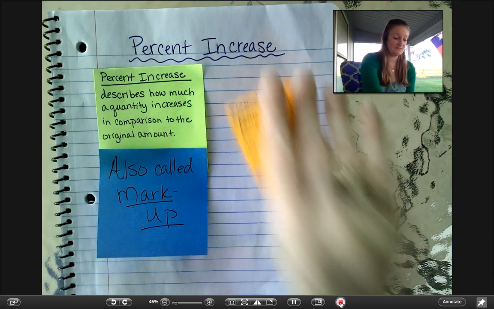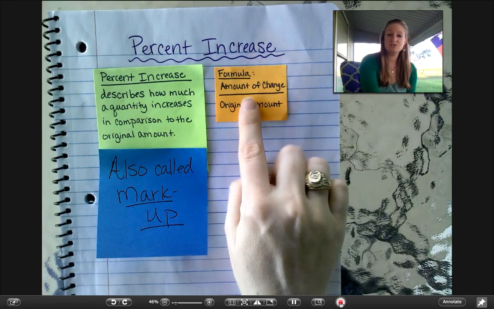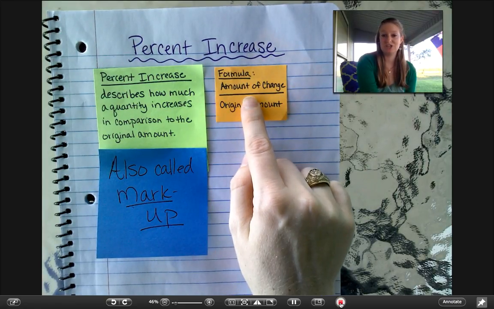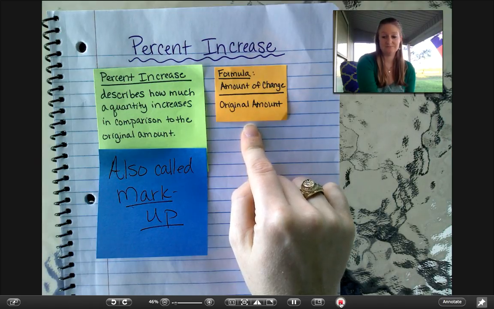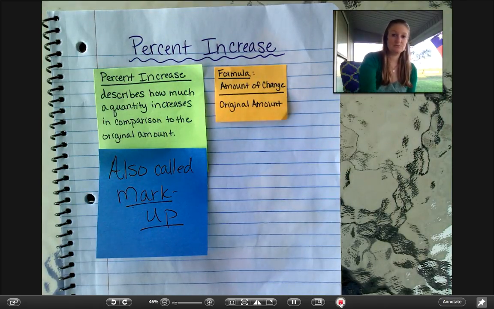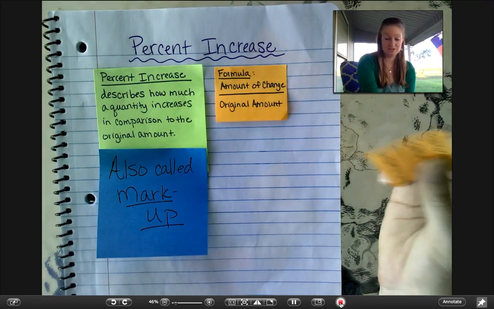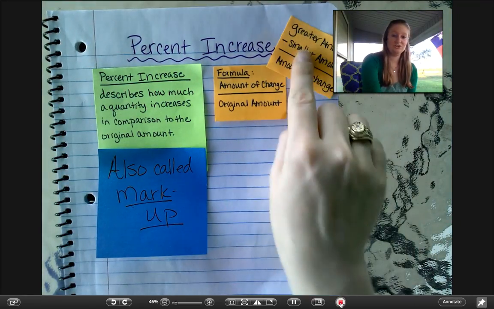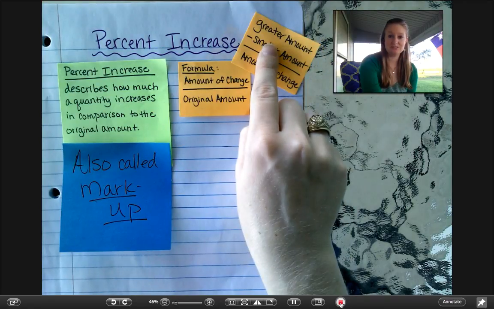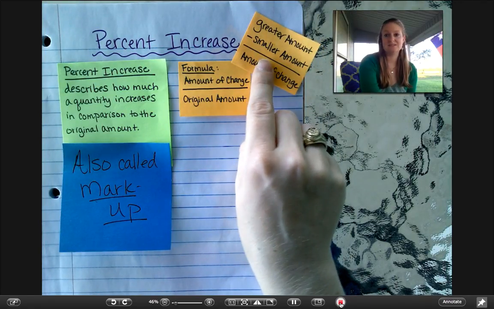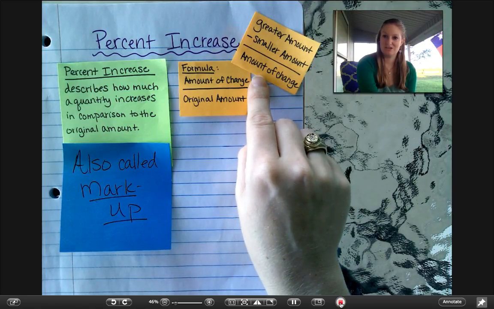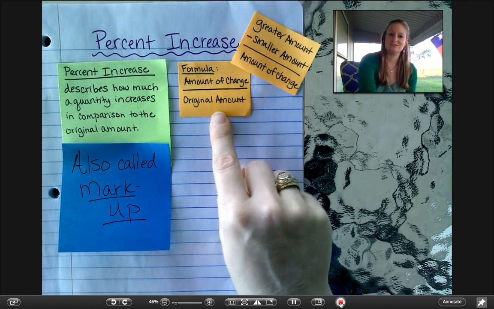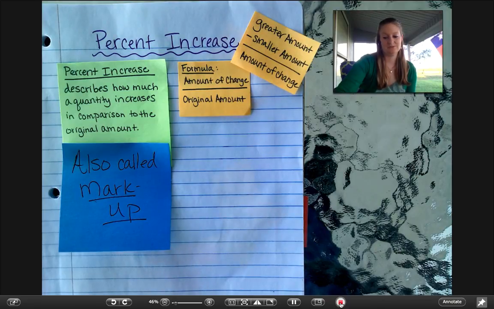The way you're going to solve this is you're going to take your amount of change and divide it by the original amount. To find the amount of change, you take the greater amount, subtract the smaller amount, and that gives you the amount of change. Then you're going to divide it by the original amount.